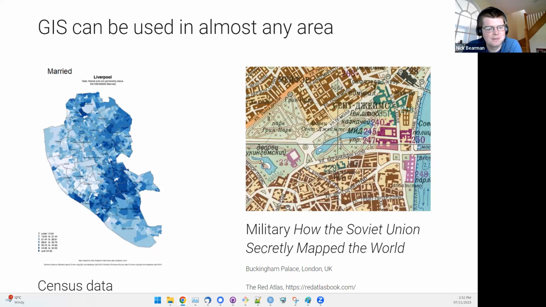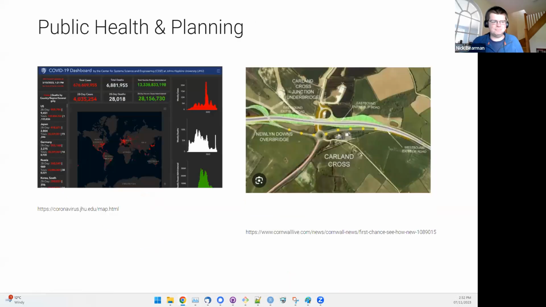This is a really interesting publication called The Red Atlas, looking at how the Soviet Union secretly mapped the world. So this is during the Cold War. The Soviet Union created very detailed maps of capitals of their enemies. So this is an example of Buckingham Palace in London. And there's a great book, and I'd recommend the website if you're interested.